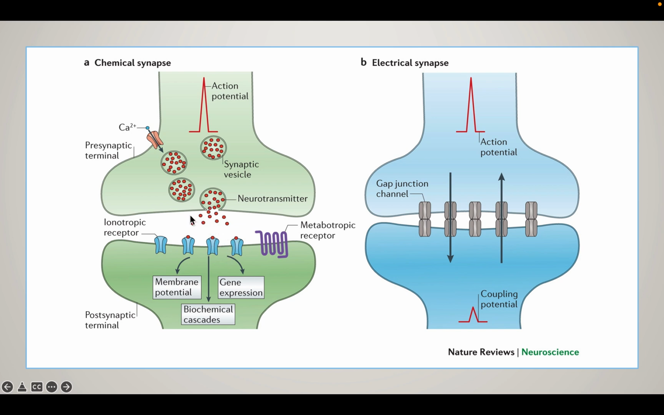Now, this one specifically, these are called ionotropic or ligand-gated receptors, meaning that when they bind the neurotransmitter, they themselves serve as the channel. So they're a receptor, and then they open and serve as a channel to perhaps allow sodium to enter the cell. Okay, and then here on the right we can see an electrical synapse.